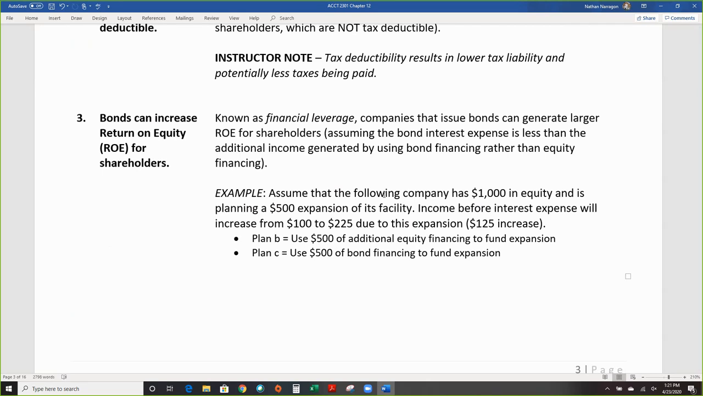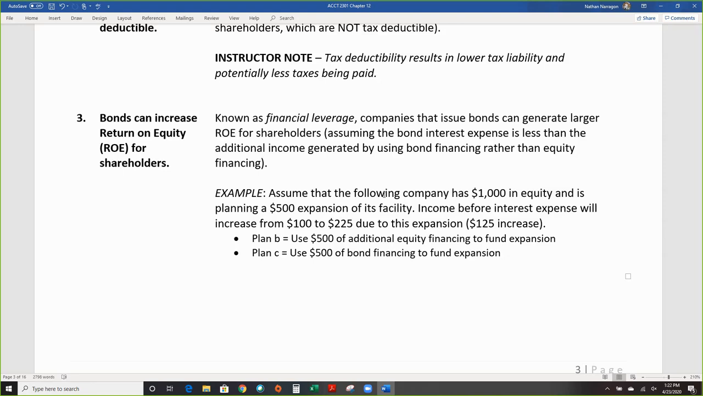And when they do this, it helps with the financial leverage. So again, it makes your shareholders basically happy because they know that they're making more money, that their stock's worth more. So we got this nice little example. We're going to assume that the following company has 1,000 in equity and is planning a 500 expansion of its facility. Income before interest expense will increase from 100 to 225 due to this nice expansion.